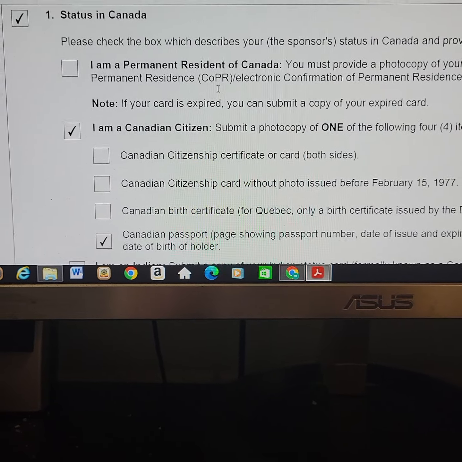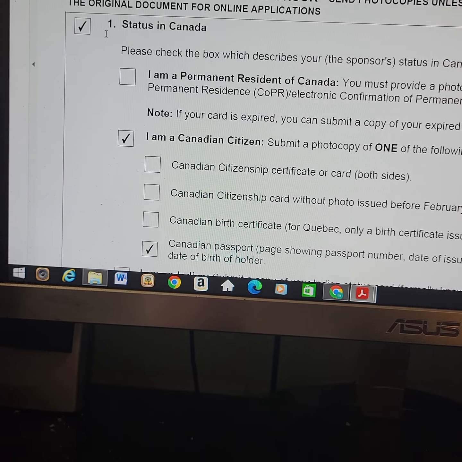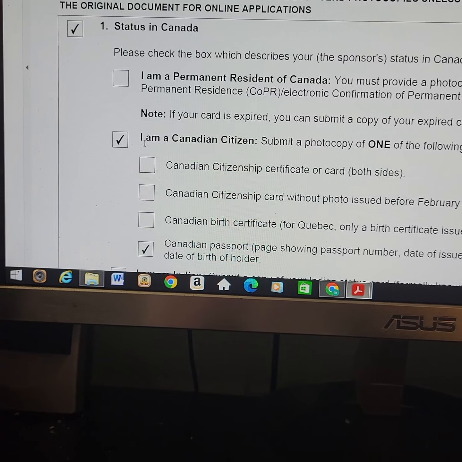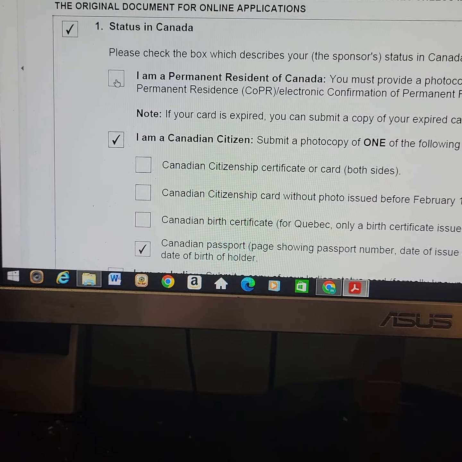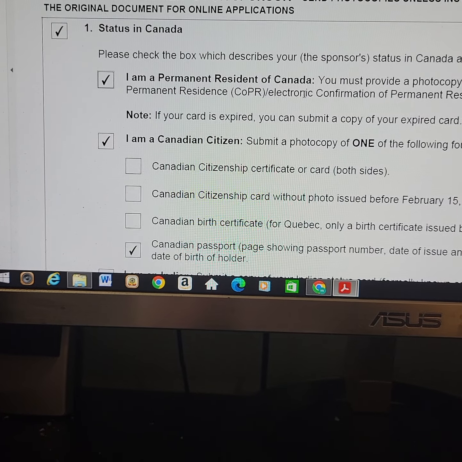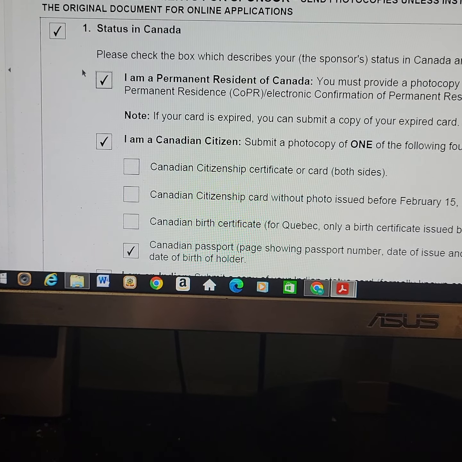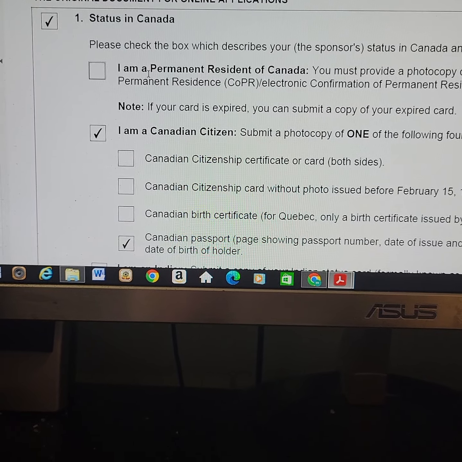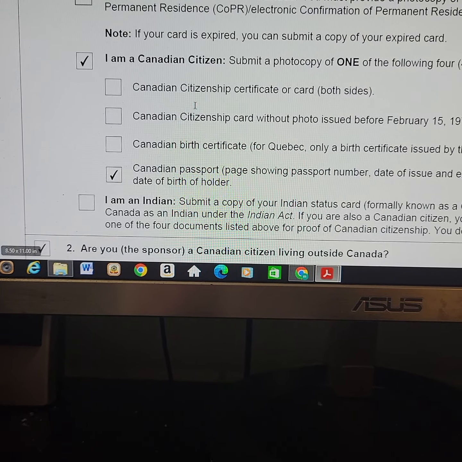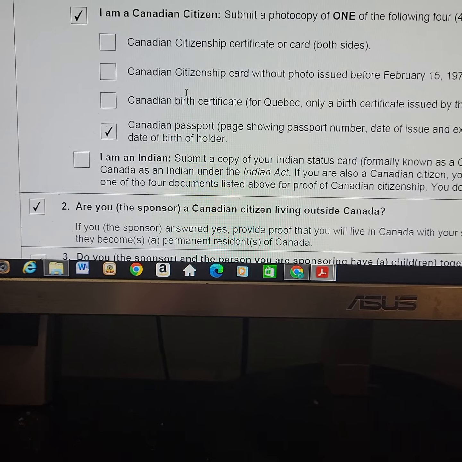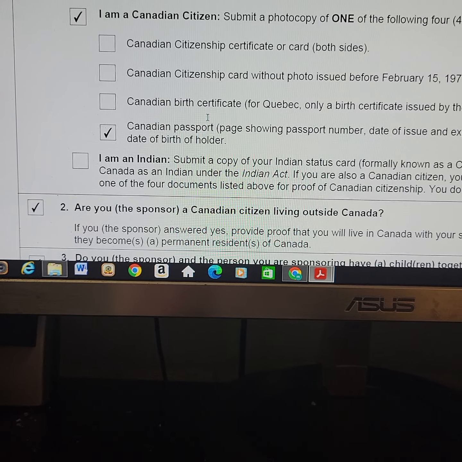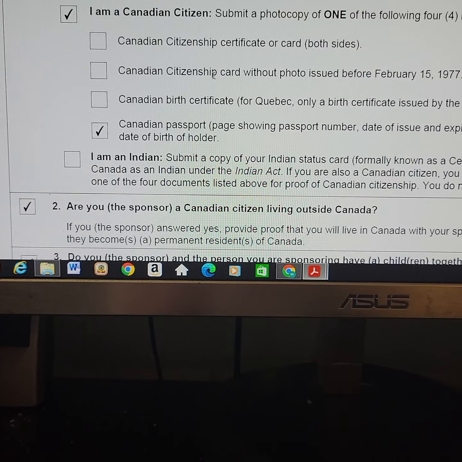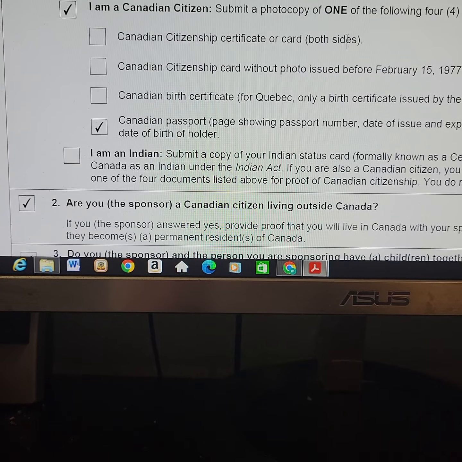If Canadian citizen, you check off the box status in Canada, and if you're a permanent resident, you check off that, and you submit the copies of your permanent resident card and all the information that they need. If you're a Canadian citizen, you check off that box, and then you can choose whichever one you would like to submit, either Canadian passport, Canadian birth certificate, citizenship card, certificate or card, both sides.